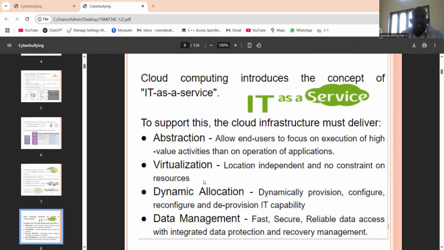There are three types of services used in cloud computing. The cloud infrastructure must deliver abstraction, second virtualization, third dynamic allocation, fourth data management. Abstraction allows end users to focus on the execution of high value activities rather than on the operation of the applications. Abstraction means end users only focus on high value activities.